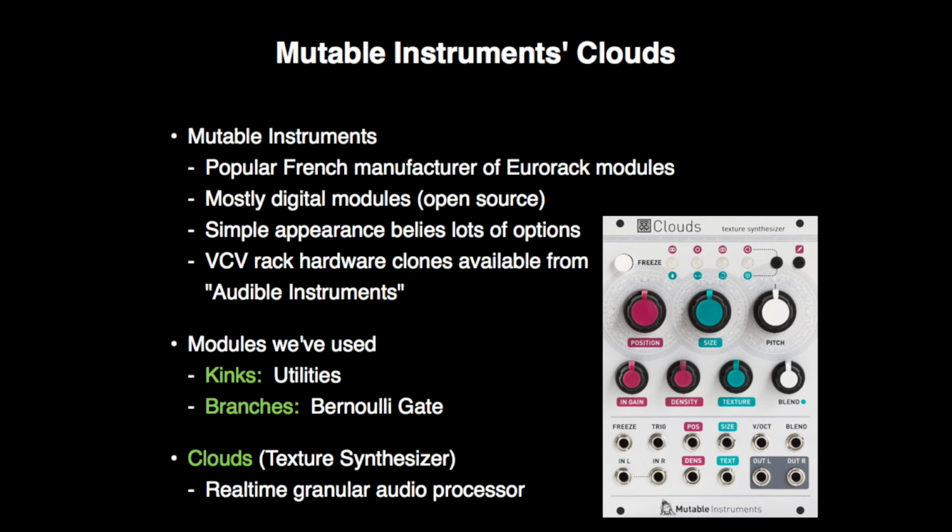So in VCV Rack, we use Mutable Instruments hardware clones, which are available from a manufacturer called Audible Instruments. And I'm not exactly sure of the relationship between Mutable and Audible, if they're the same company or not. It does seem that in Audible Instruments, they don't use the official brand name of all these hardware modules.